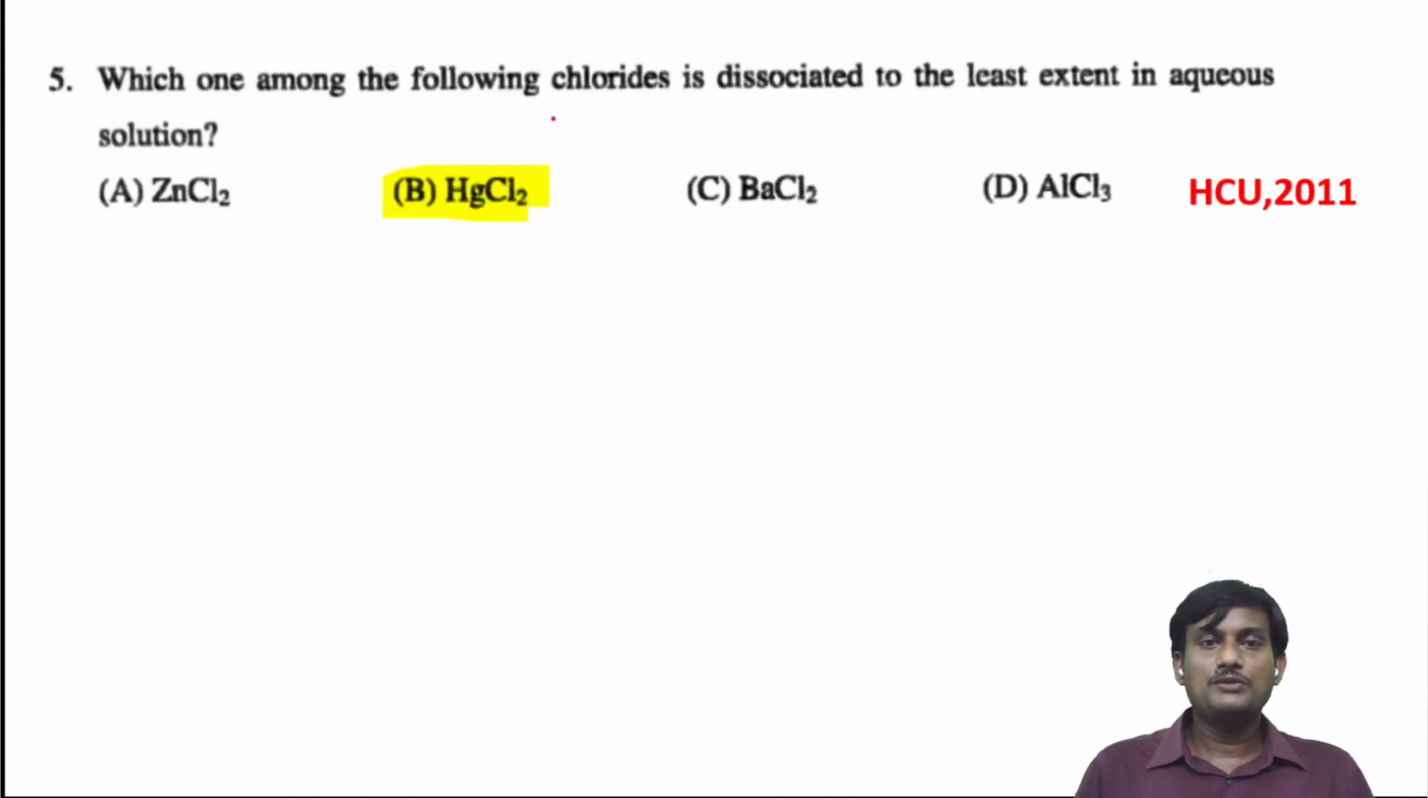Which one among the following chlorides is dissociated to the least extent in aqueous solution? It's an ionic solid, readily soluble; AlCl3 is also soluble; zinc chloride is partially soluble; HgCl2 is not soluble in water, and its solubility product is very low when compared with ZnCl2. So HgCl2 has the least extent of dissociation in aqueous solution.